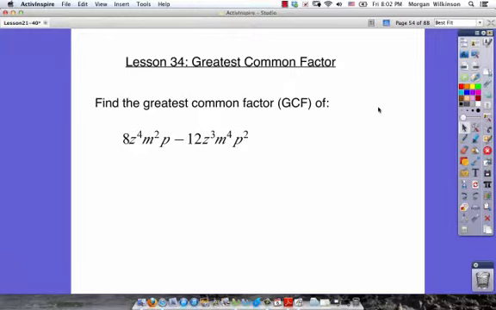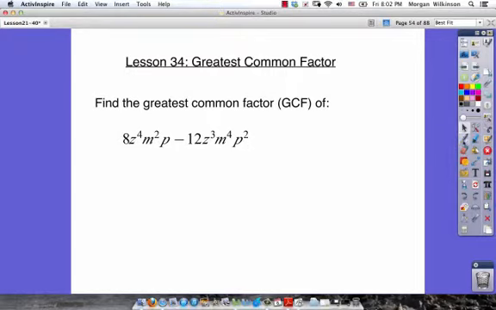Lesson 34 is about the greatest common factor, and the problems that we have are going to look like this. What we have to do is find the greatest common factor, or GCF, of this expression: 8z to the fourth m squared p minus 12z cubed m to the fourth p squared.